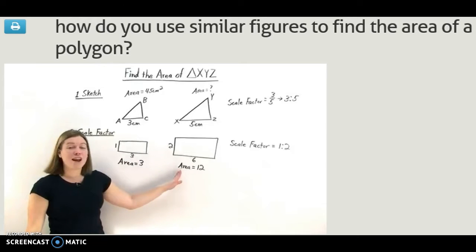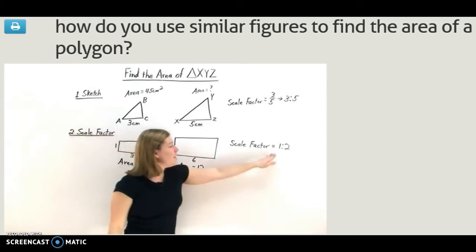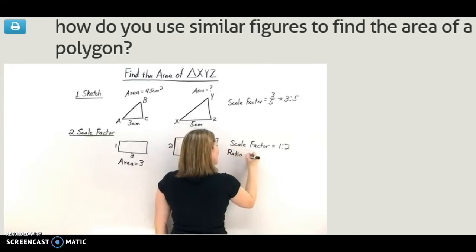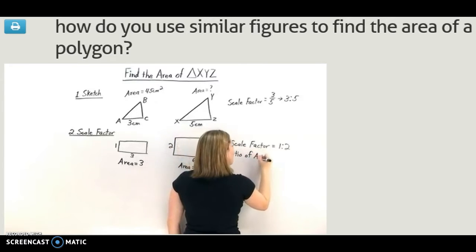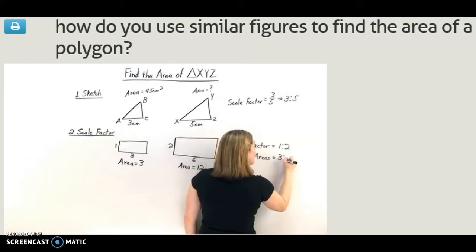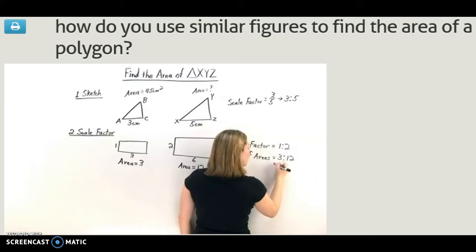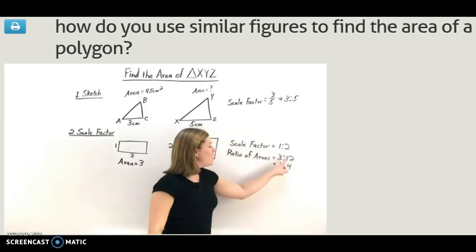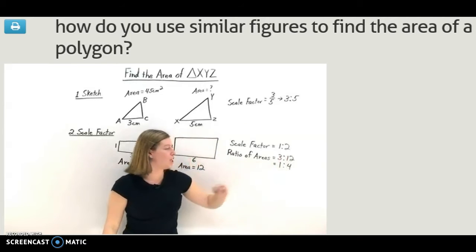Now what if we wrote these areas as a ratio, just like we did with the scale factor? Well, let's write that out and see what we get. The ratio of the areas of these rectangles. Well, we would have 3 to 12. Or we could write that as 1 to 4. Dividing each of those numbers by 4, we get this ratio.